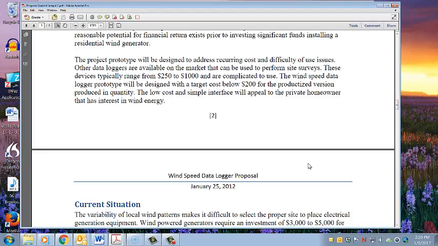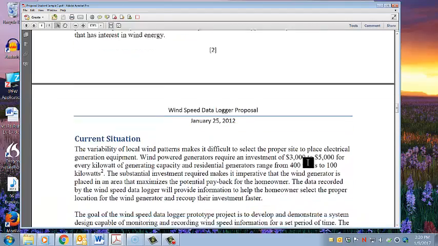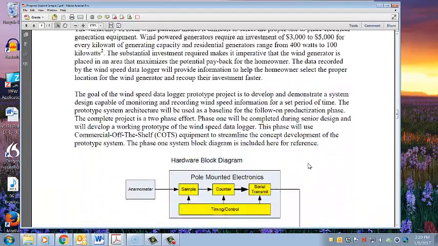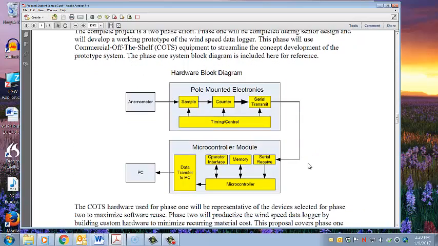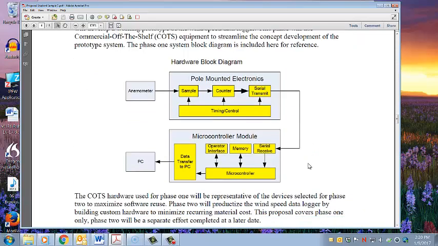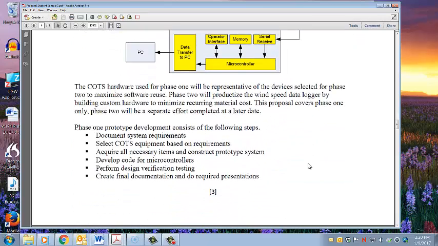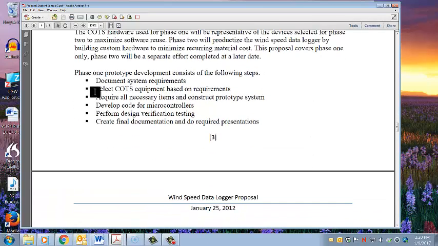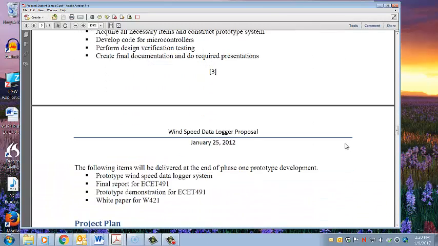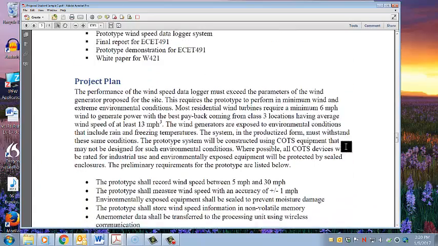It's crisp and clean. He uses headings really well. He's got graphics that represent things, right? He's got his block diagram of his hardware going here. He has some bulleted lists, but they're introduced really well. And then here's his project plan.